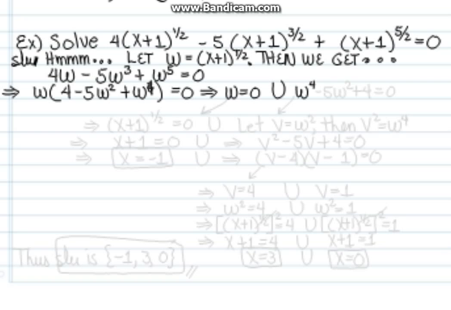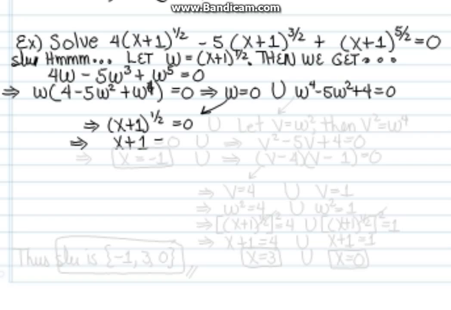Okay, set each of your factors equal to 0. You get w equals 0, and then the big parenthesis is 4 - 5w^2 + w^4. I just rearranged it as w^4 - 5w^2 + 4 = 0. Okay, so I've got the w equals 0. Let's convert back to (x+1)^(1/2), because that is what w is. That is equal to 0, according to our w equals 0 result.